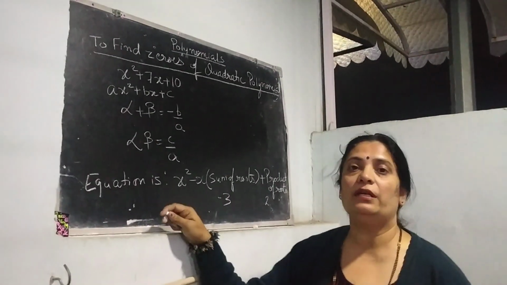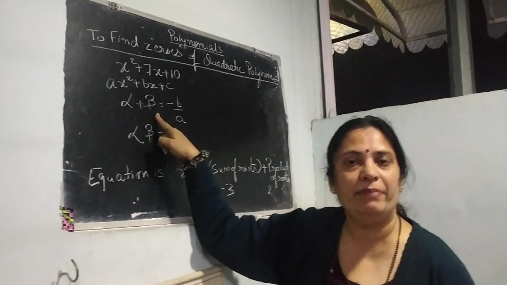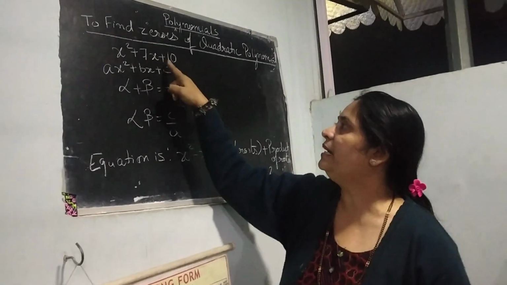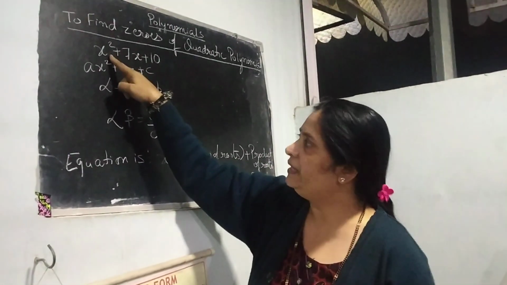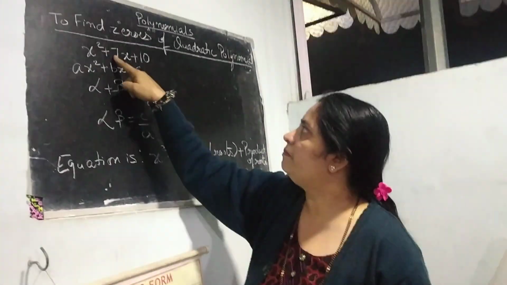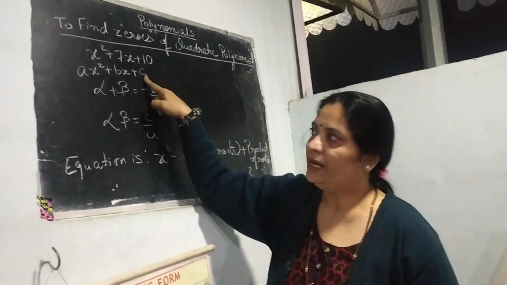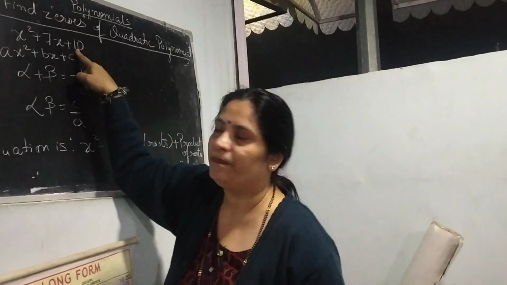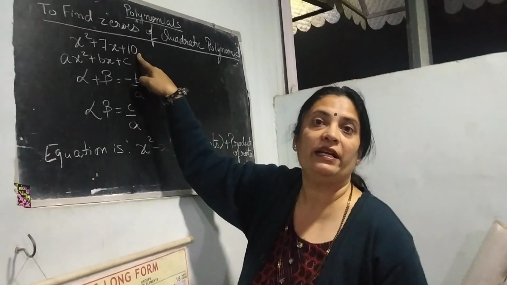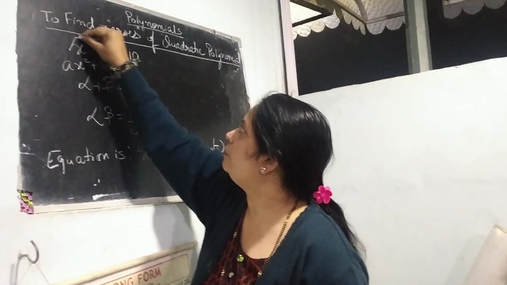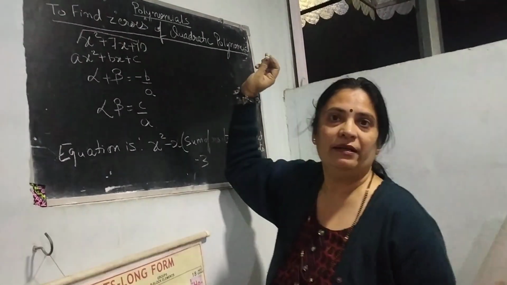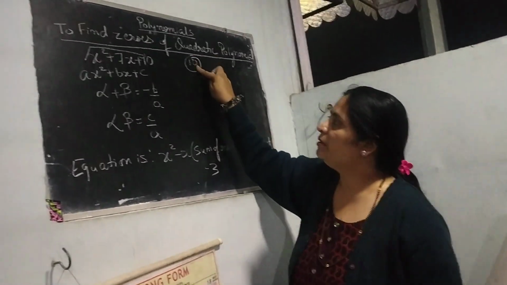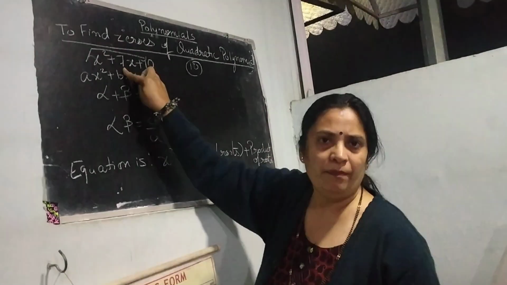Another name for zeros is solution. We call them alpha and beta also. Correct? Now suppose this is a quadratic polynomial, x square plus 7x plus 10. Compare it with ax square plus bx plus c. Here a is equal to 1, b is equal to 7 and c is equal to 10. If you have to find the solutions, multiply these coefficients, 1 into 10, 10. Now factorize this 10 in such a form that you get the sum as 7.